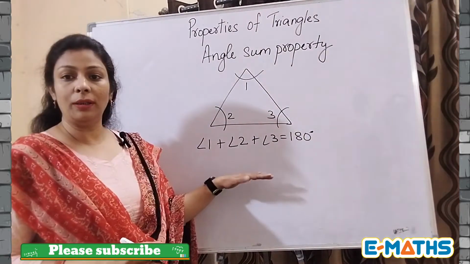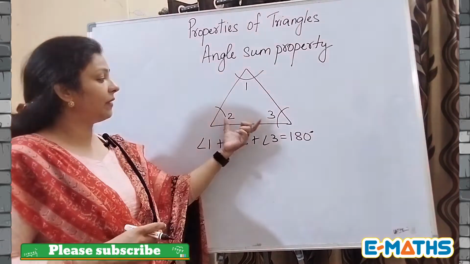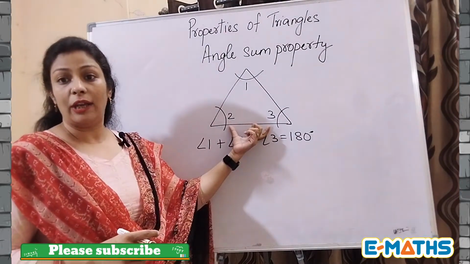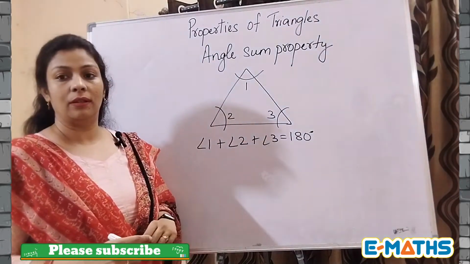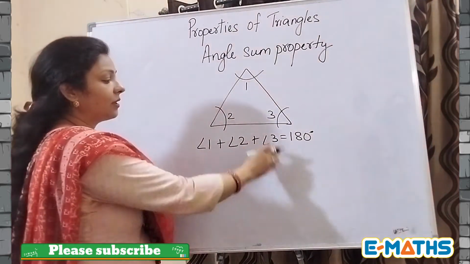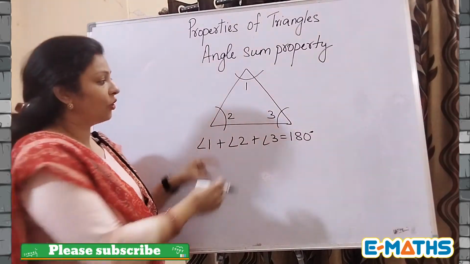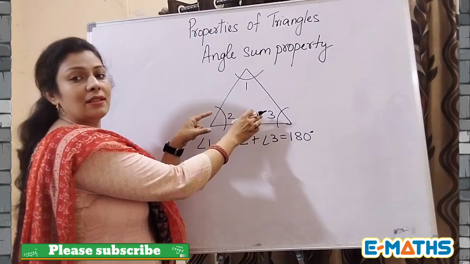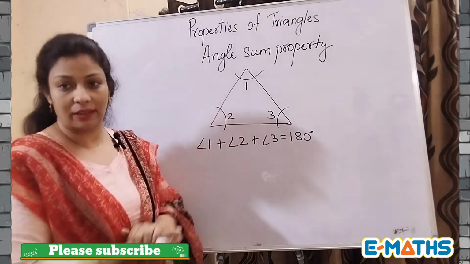Why is this important? Because in case you have been given only two angles and you need to find the third one, then if you remember that the sum of three angles is 180 degrees, you can simply add the two given angles and subtract it from 180 degrees.